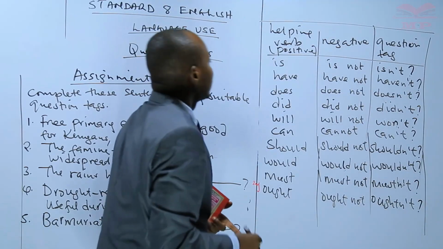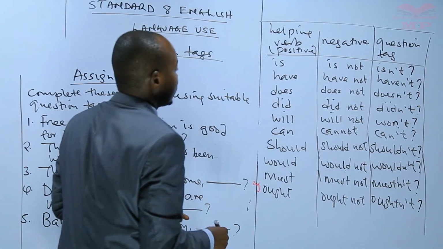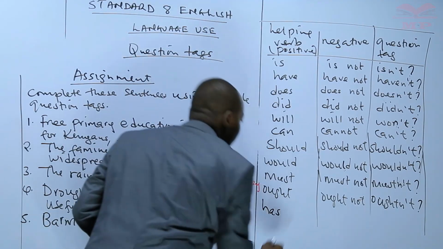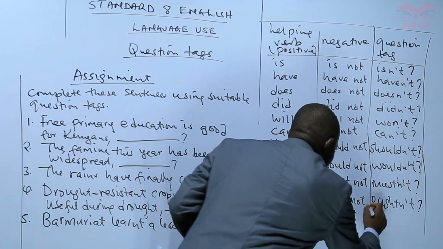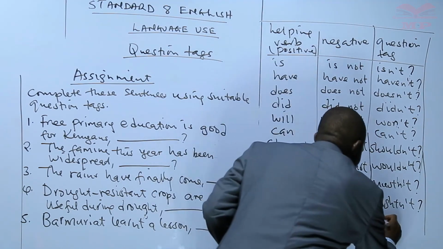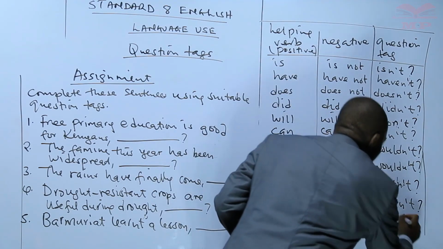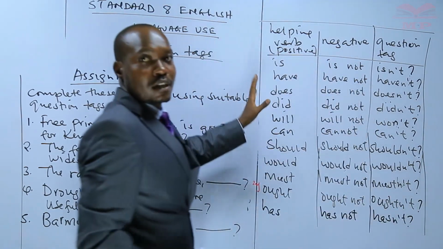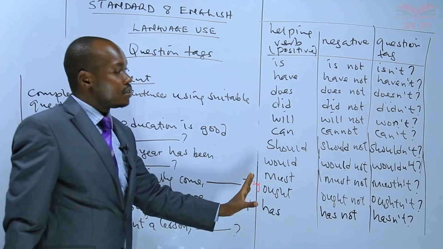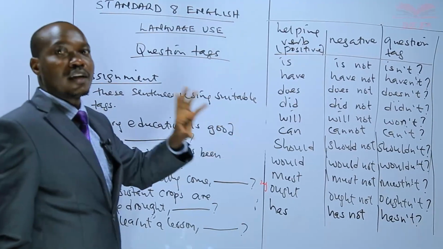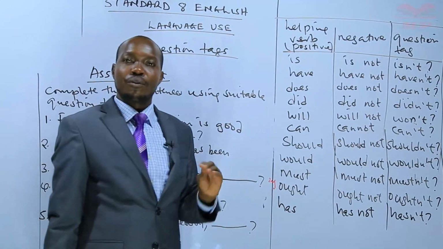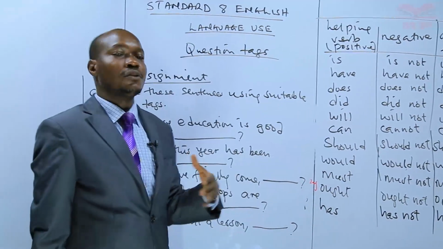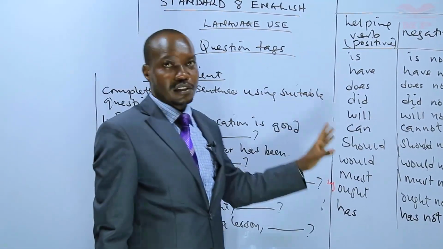Then there is has not, hasn't. So these are some of the helping verbs and the question tags that you can use. I have to say they are not all of them. So I want to ask you to go and find out more of these question tags.